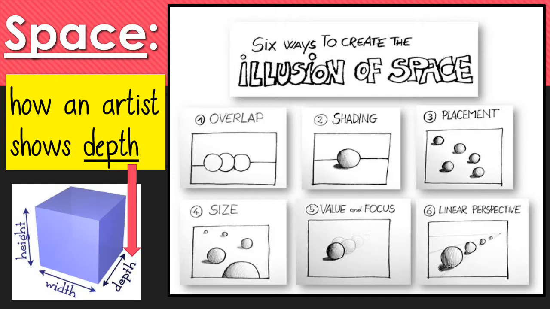You can overlap things, you can shade them as we just talked about, you can place things closer to the bottom of the paper and higher up toward the top of the paper to make them look farther away from us. Their size would be bigger if it's closer to us and smaller if it's farther away. You can make things lose focus that look farther into the distance, and you can use perspective.